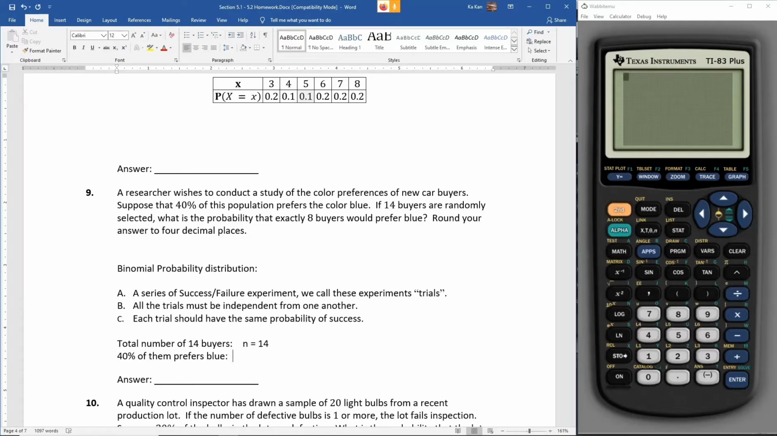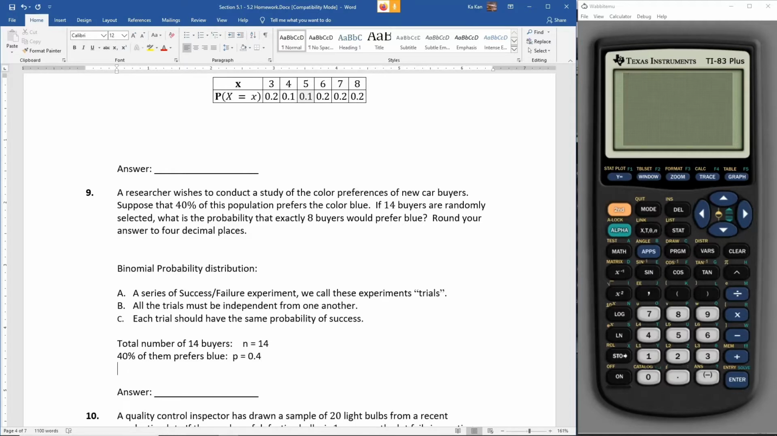That means P equals 0.4. The success rate equals 0.4. So in our case here, if a customer wants the color blue, that's considered a success. If they don't want blue, then it's a failure. Right? So say we're not choosing 2 different colors, we just strictly talk about blue. So P equals 0.4. So what's the next question?